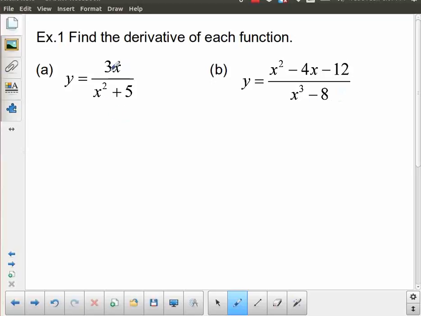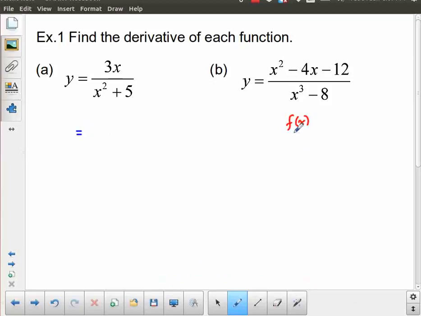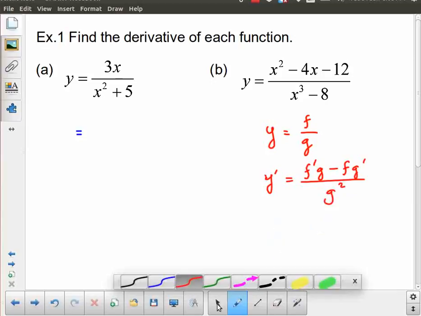I'm going to use the quotient rule here, and I'll just write it over here at the side again. So if I have f of x over g of x, then my derivative, let's do it this way. If y equals f over g, then y prime is equal to the derivative of the top, f prime, times the bottom, minus the top, which is f, times the derivative of the bottom, which is g prime, all divided by g squared. Let's make sure we don't confuse our y with our g there.